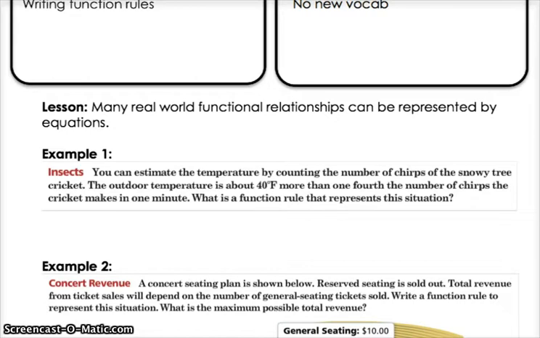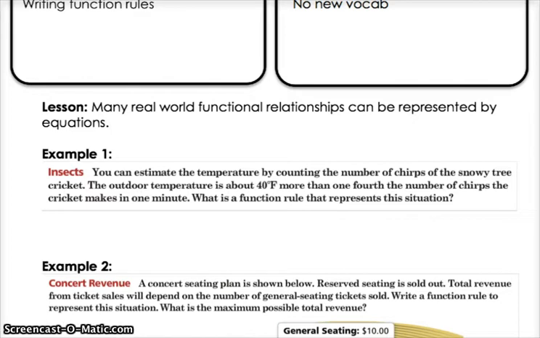In the first example, we're looking at insects, and it says you can estimate the temperature by counting the number of chirps of the snowy tree cricket. It's pretty interesting if you ask me. The outdoor temperature is about 40 degrees more than 1/4 the number of chirps the cricket makes in a minute. What is the function rule that represents this situation?